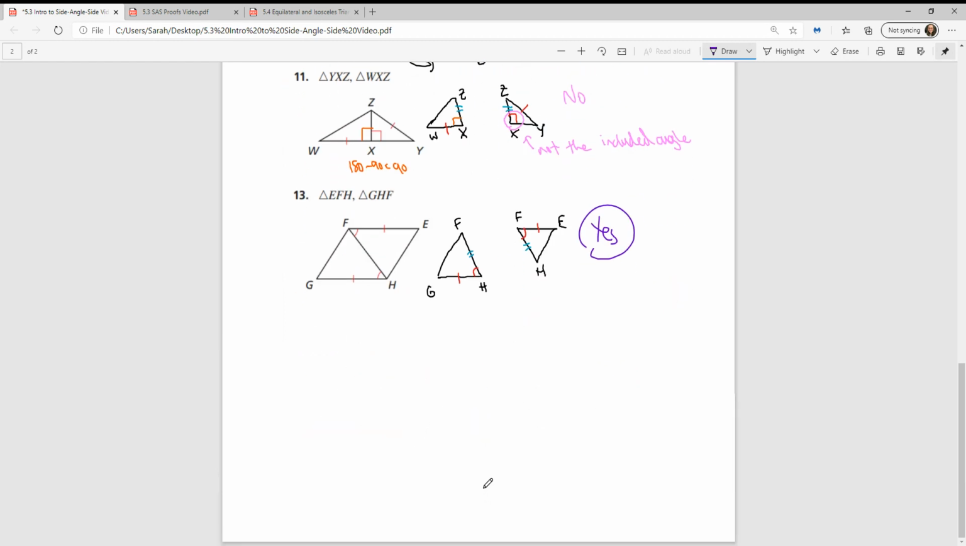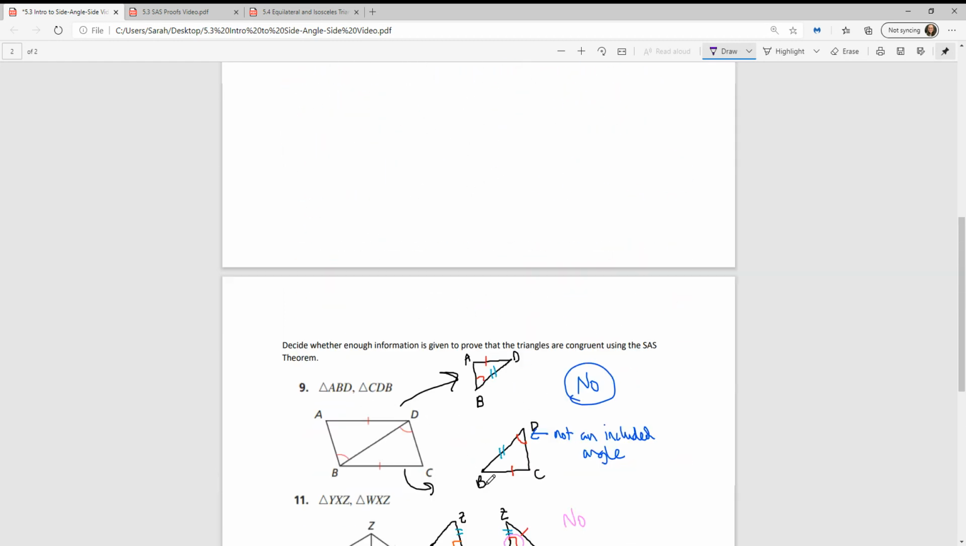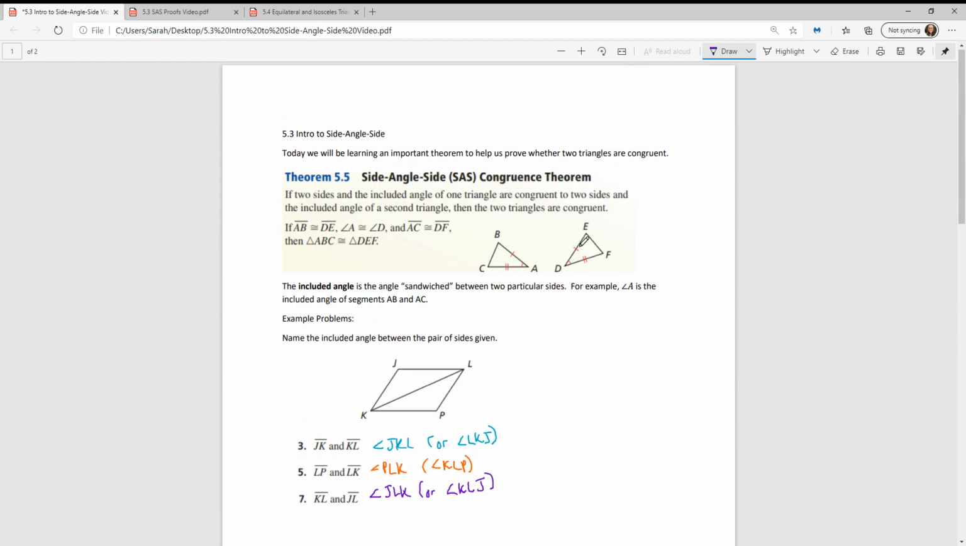That is it for using the side angle side property. So basically, let's just look back at the theorem. Make sure you're always dealing with two sets of congruent sides and a congruent included angle. If the angle is not included, we cannot use this theorem.